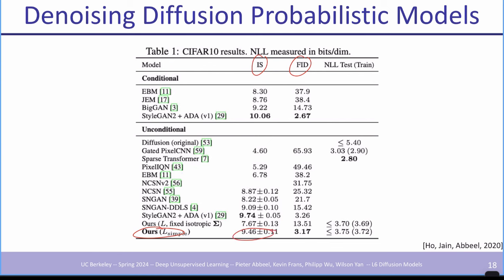9.46, actually second highest among the unconditional models. Only the most advanced GAN was better at the time. And then FID, which also measures the diversity, how well you cover the things in the data, much better than anything else that was trained unconditionally. So great sign of the potential of these models to cover a distribution that has a wider spread.